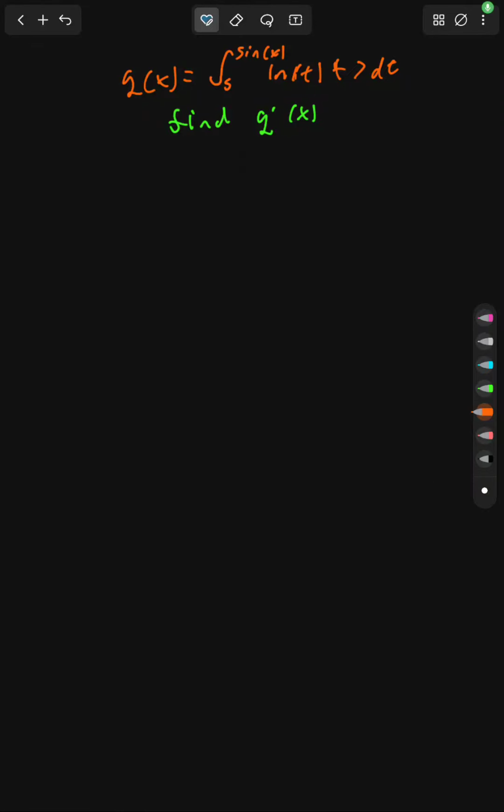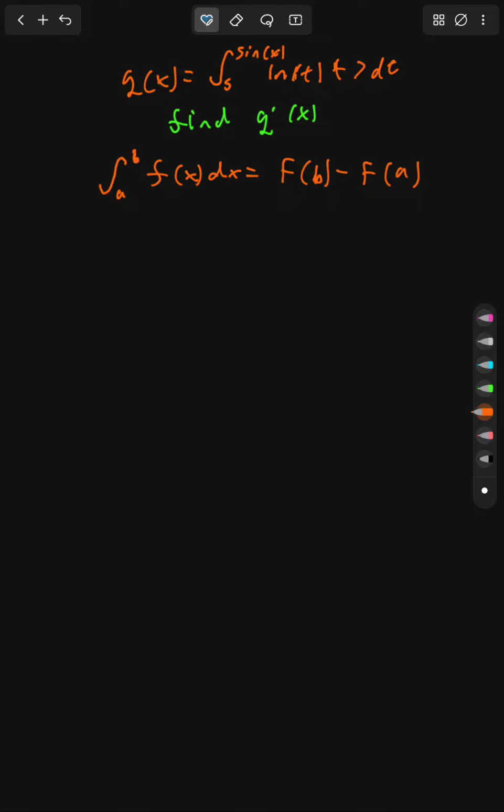So anytime we have a function defined by an integral, and we want to find the derivative of it, we have to look to the definition of the integral. So the integral from a to, let's say, b of f of x dx is going to be equal to capital F of b minus capital F of a.